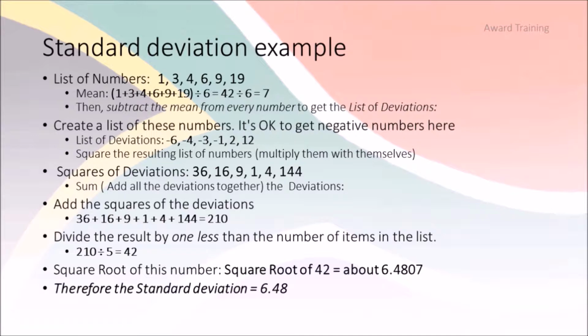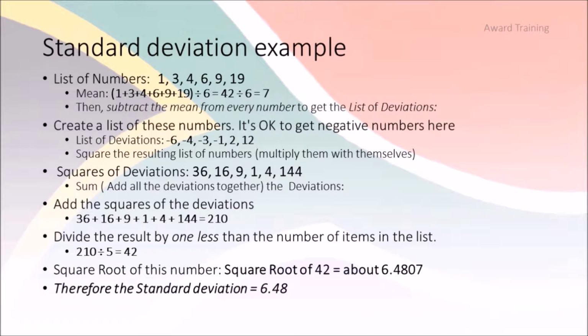Once you've done that, you will square the resulting list of the numbers. In other words, your squares of deviation is now minus 6 squared becomes 36. Minus 4 squared becomes 16, and so on. Once you have your squares of deviations, you will add them together and you will total 210.